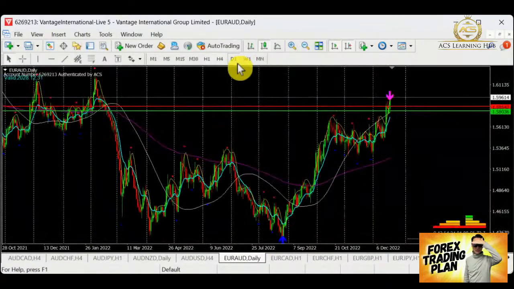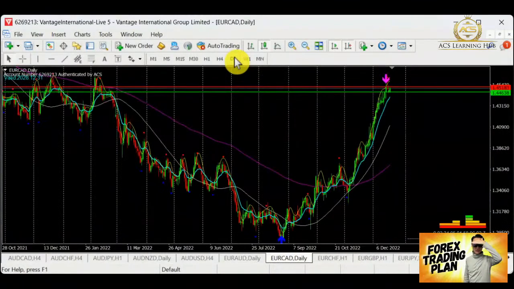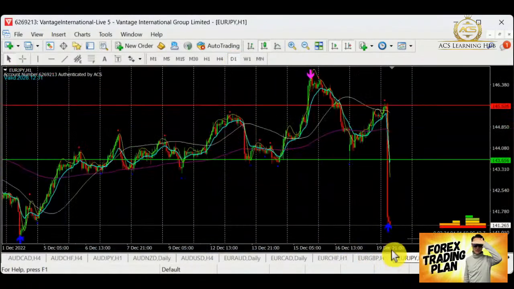Euro Aussie, as we can see, is still climbing on the bull, so buyers can take note, sellers have to stay away. Euro CAD, we are also on the bull side, so the bull is still running. At the moment, as we can see, the bull is still very bullish, and I would suggest that for sellers, please stay away.